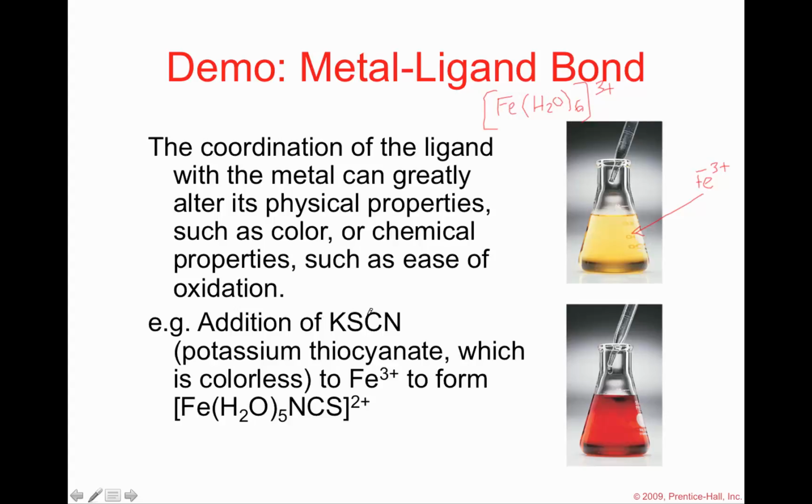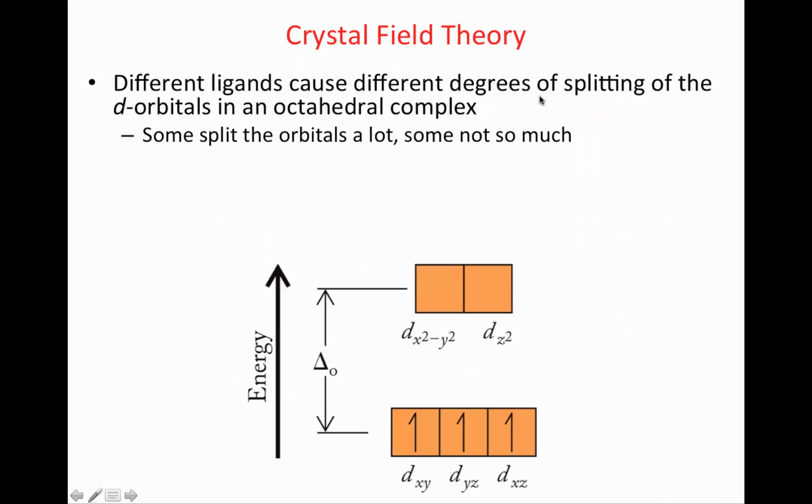If I take potassium thiocyanate, and this will form a colorless solution, but if I add this to this, I get a ligand replacement reaction, and one of the water molecules is pushed out, and this thiocyanate binds in its place, and there's a dramatic color change that takes place. So I go from something that's kind of pale yellow to something that's deep red. And this happened just because I replaced one of the ligands here around the central metal ion.